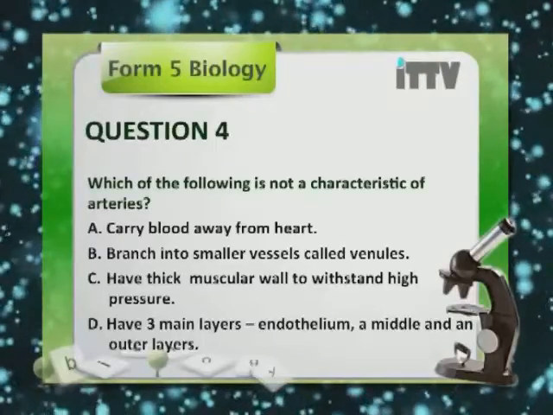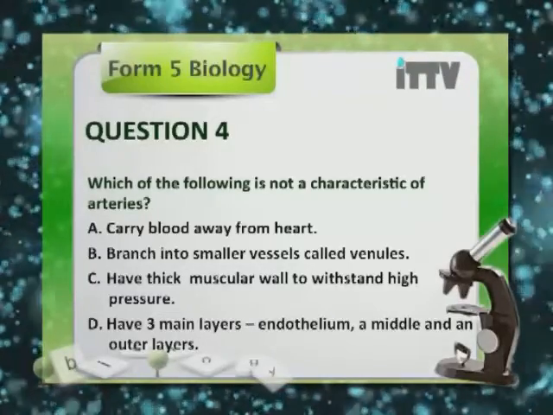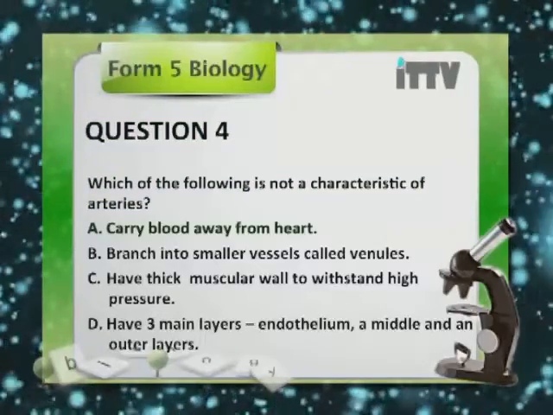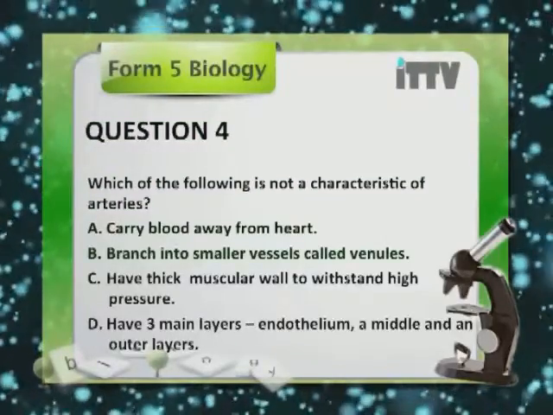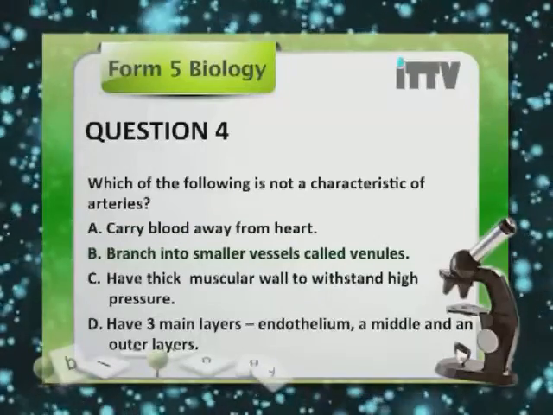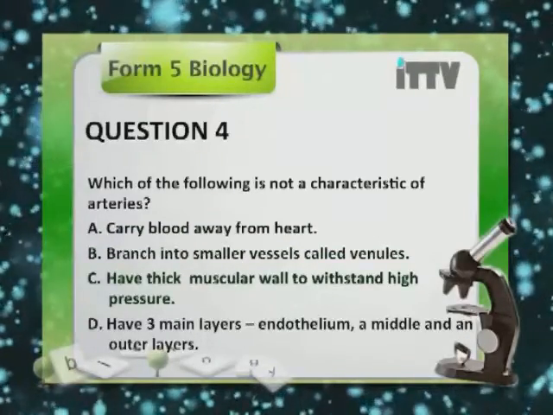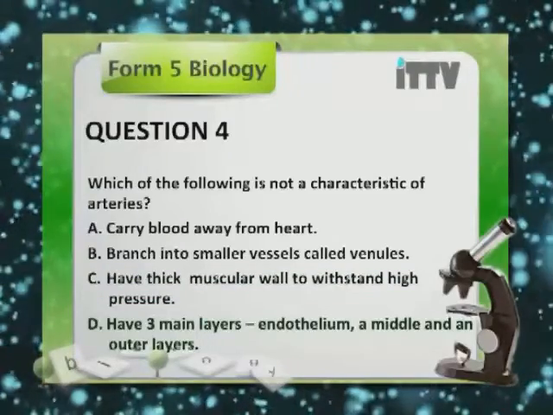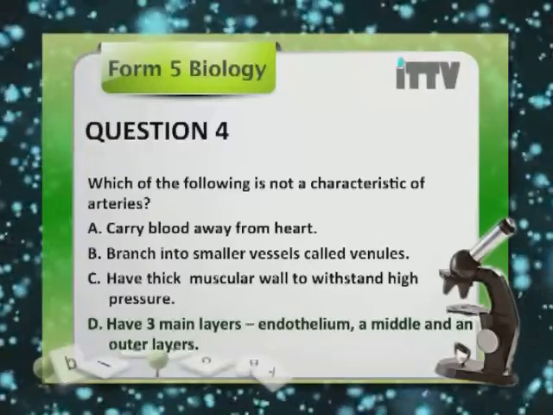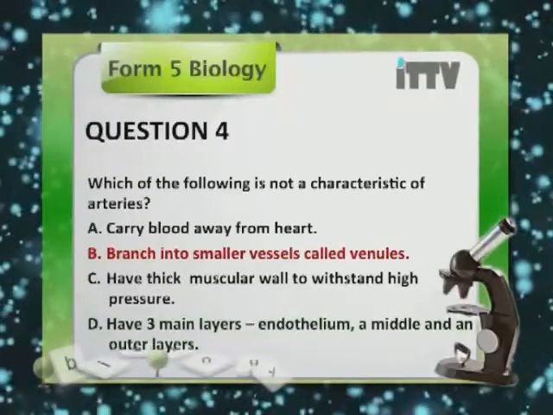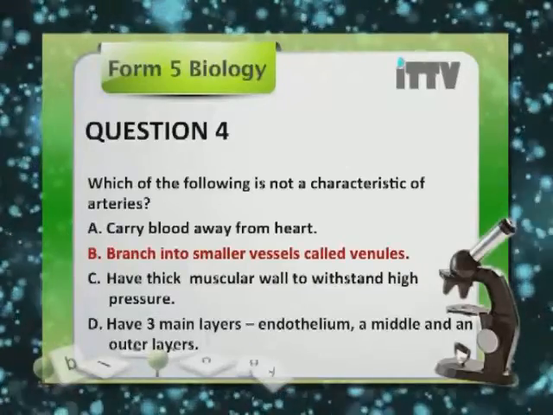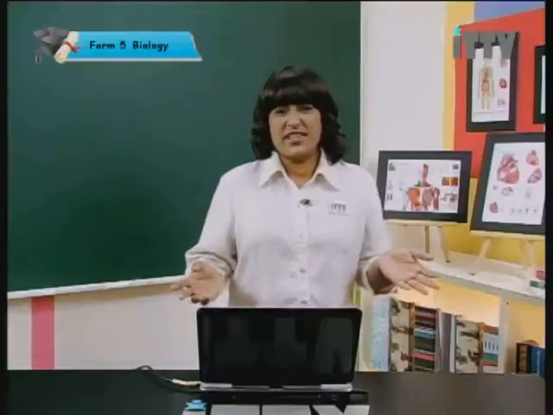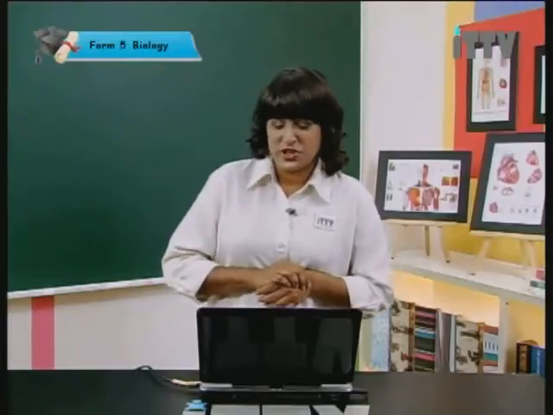have learnt. Which of the following is not a characteristic of arteries? A. Carry blood away from heart. B. Branch into smaller vessels called venules. C. Have thick muscular wall to withstand high pressure. And D. Have three main layers: endothelium, a middle layer and an outer layer. Yes, the answer is B. Dear students, all the questions that we have done so far are rather easy. Would you like to do something more challenging? Let us do the next question.